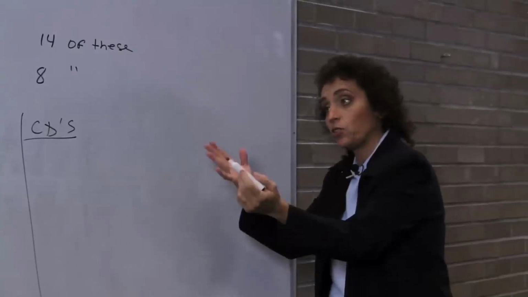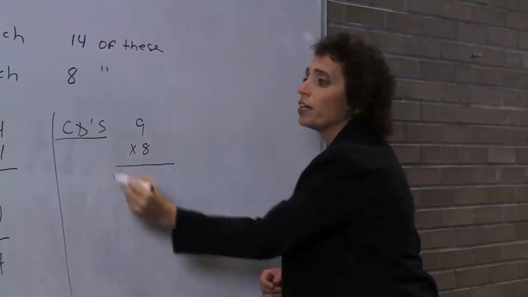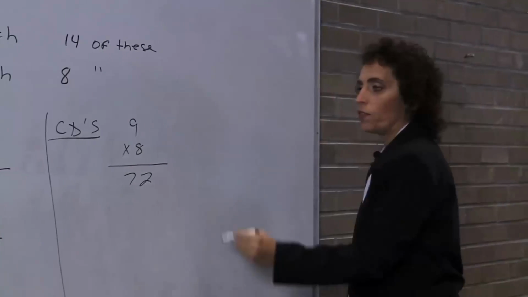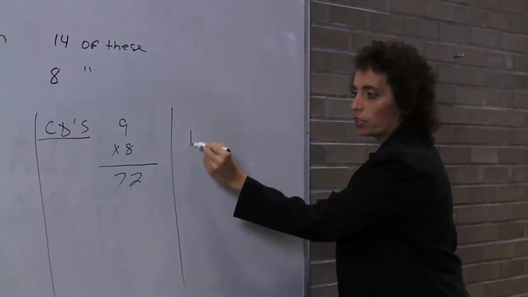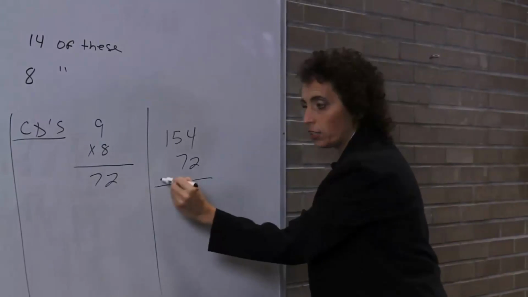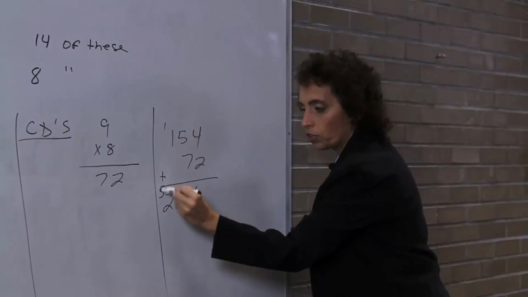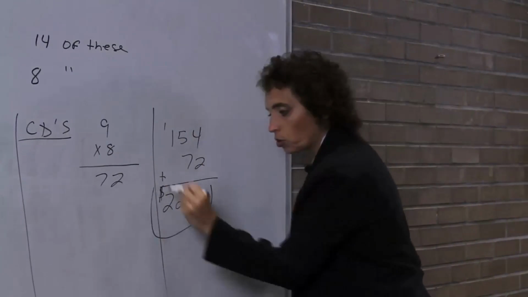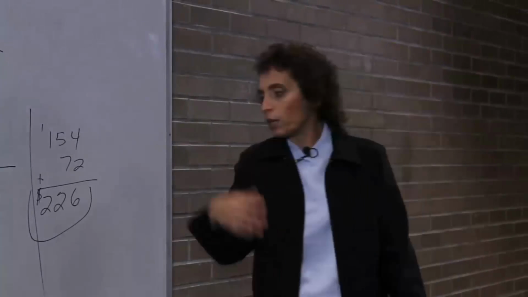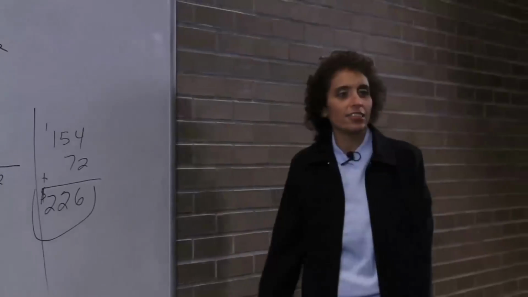CDs, that's an easy one. $9 times 8 CDs. That's $72. But I want the total cost, so now I have a little addition going on. 154 plus 72. That's 6, that's 12, that's $226. So his total cost is $226. Okay? So that's how much Ken spent on DVDs and CDs.